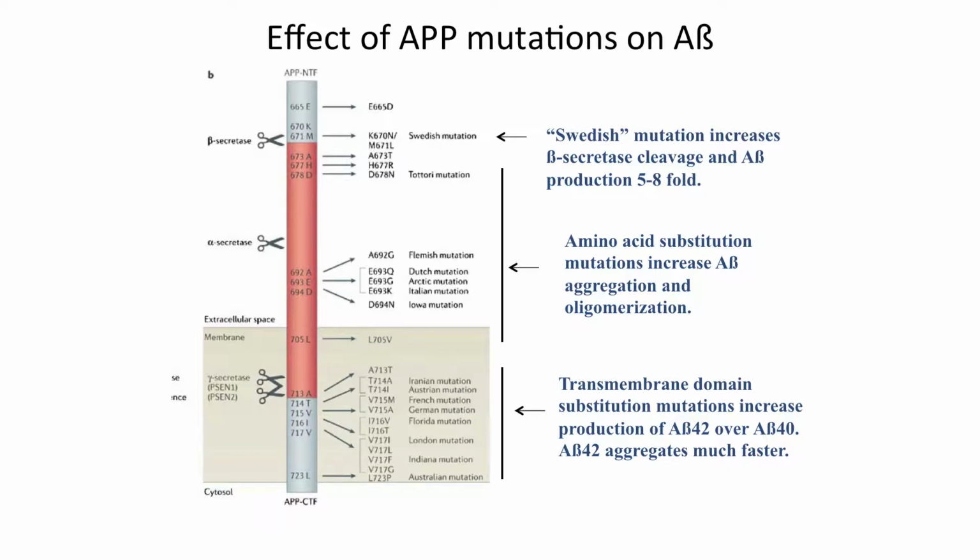And what these mutations do is they give rise to increases in the total amount of A beta that's made by this beta secretase cleavage. So it increases the amount of beta secretase cleavage, and it just increases the total amount of A beta made about 5 to 8-fold. Now, mutations in the middle are very different. These mutations don't necessarily affect the proteolytic cutting of this at all, but what they do is the amino acid substitutions increase the rate at which the peptide aggregates and oligomerizes and sticks to itself.